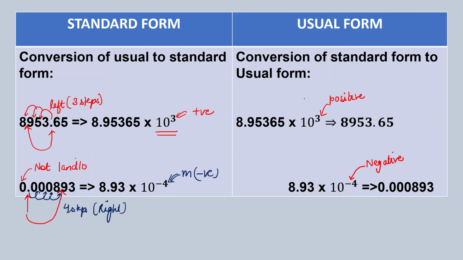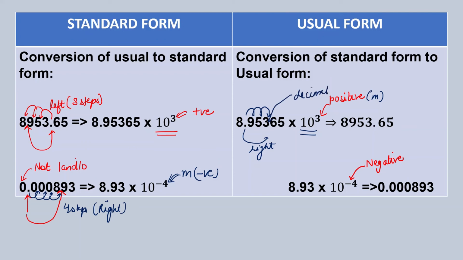Whereas in usual form, there is base and exponent in standard form, but in usual form there shouldn't be any base and exponent. That means this decimal will move towards right. Why? Because m is positive. And how many steps? 3 steps. That is why the decimal is supposed to be here.